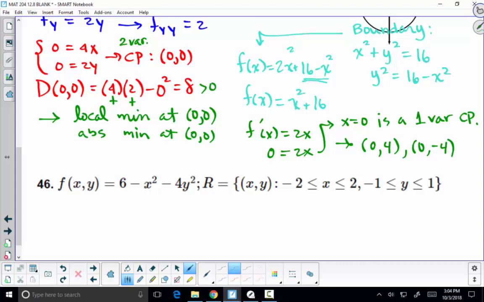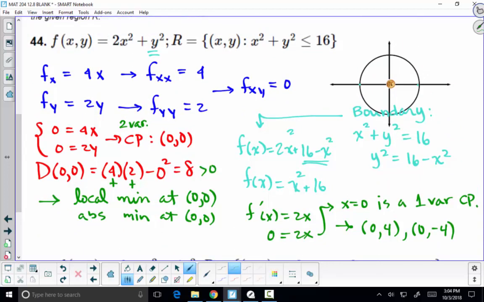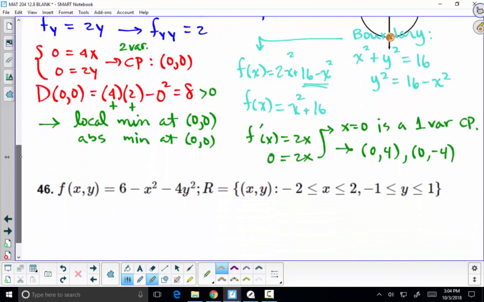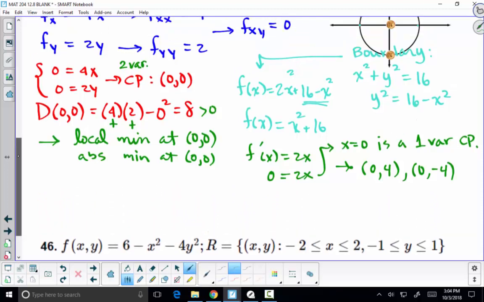They're boundary critical points. So let's put some dots on there. So we have those two guys. So those are the only critical points on the boundary. So now we analyze the value of the function at all of these critical points. So let's compare.